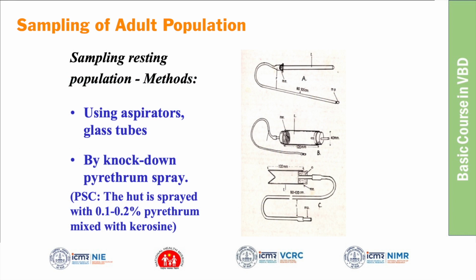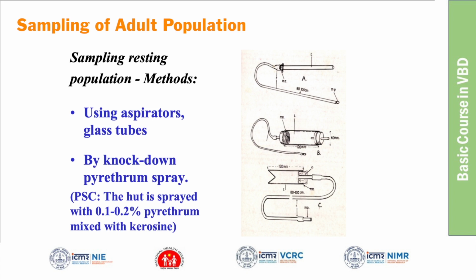So for sampling the adult population, what are the methods or devices available? You can use a glass tube, but you cannot collect more mosquitoes, only one or two. Generally what we are using is the oral aspirator. We have not yet switched over to the mechanical aspirator. So generally there are two methods we are using. For resting mosquitoes inside the human dwelling and cattle shed, we collect using the oral aspirator. The other method is the knockdown pyrethrum spray, otherwise called pyrethrum spray sheet collection (PSC).